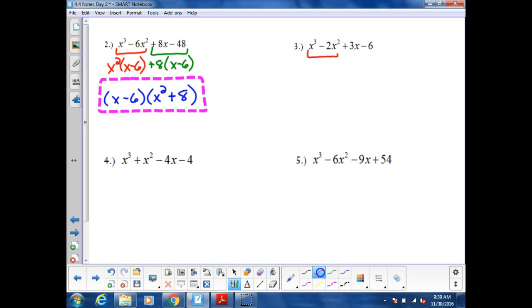Okay. This one, number 3. X squared. Left over? X minus 6. Sure. Oh, wait, minus 2. Minus 2. No. Okay. 3 and x minus 2. So then that gives me x minus 2, x squared plus 3. Can I go any further? No.